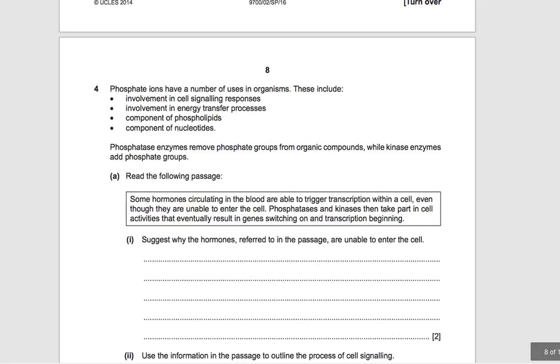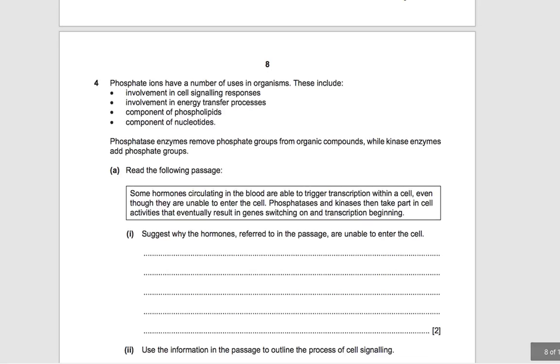Phosphate ions have a number of uses in organisms. These include involvement in cell signaling responses, involvement in energy transfer processes. They're a component of phospholipids and nucleotides. Phosphatase enzymes remove phosphate groups from organic compounds, while kinase enzymes add phosphate groups.